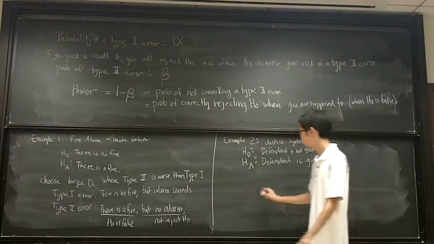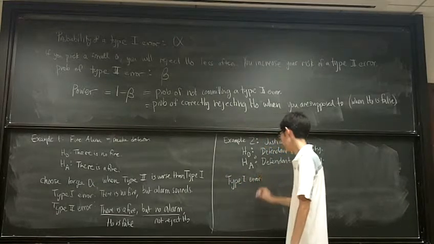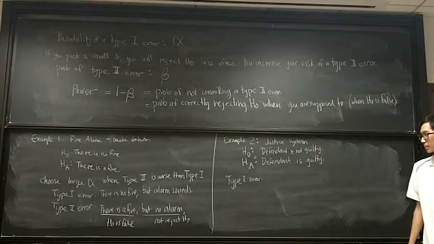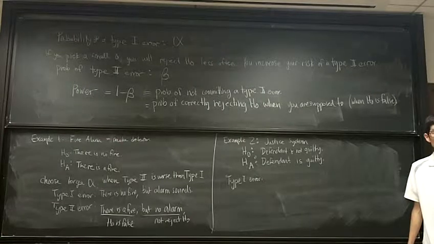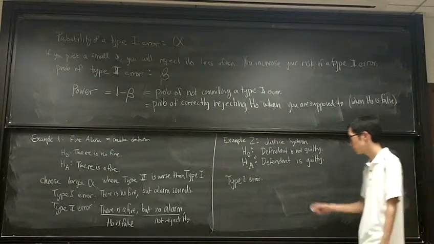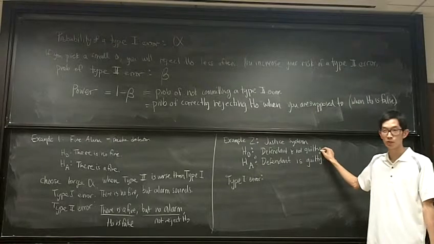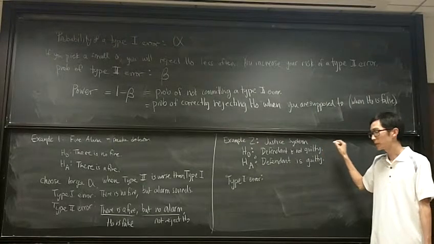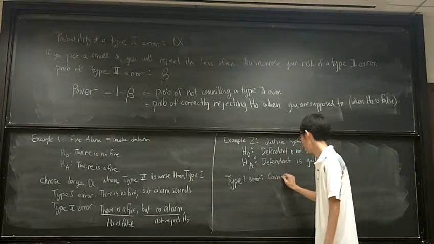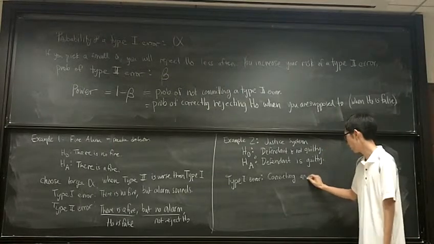So what does it mean to commit a type 1 error? Someone's guilty when they're not. So a type 1 error is you've rejected the null hypothesis. The jury says we find the defendant guilty when the null hypothesis is actually true. Okay? So you're convicting an innocent person.